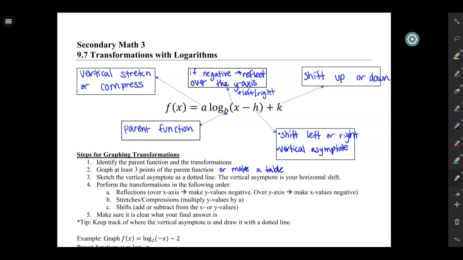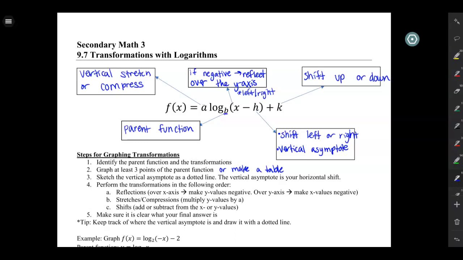Then you're going to sketch the vertical asymptote. Your vertical asymptote is going to act as kind of a reference point as you start drawing your graph. So figure out what the vertical asymptote is by looking at the horizontal shift, and then draw a dotted line where your vertical asymptote is going to be. Then you're going to start doing the transformations.